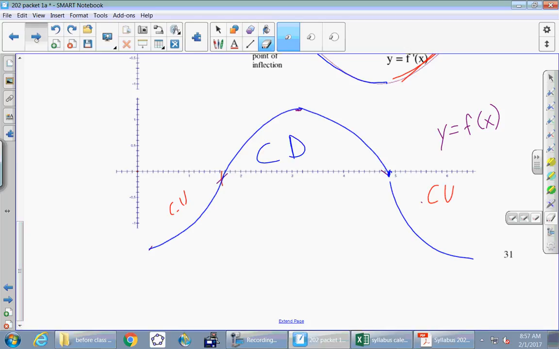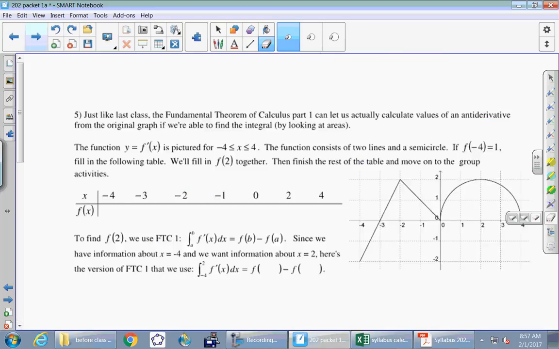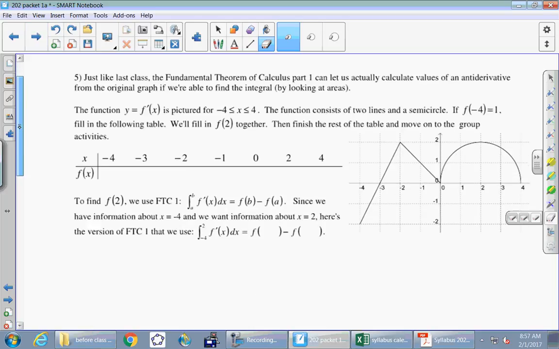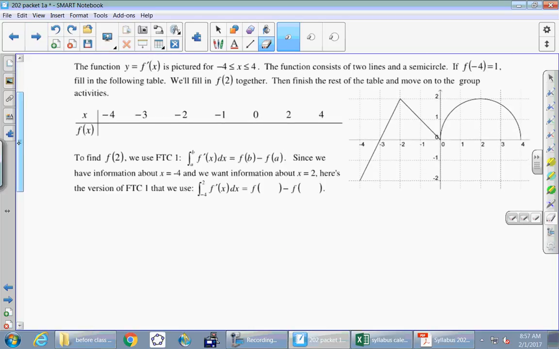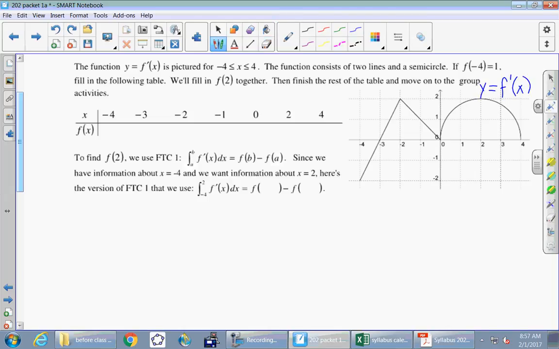Okay, next page. So this thing will look familiar, just like last class. The Fundamental Theorem of Calculus Part 1 can let us actually calculate values of an antiderivative from the original graph if we're able to find the integral by looking at areas. Let's give this one a shot. We've got a function y equals f prime. I will label it y equals f prime of x.